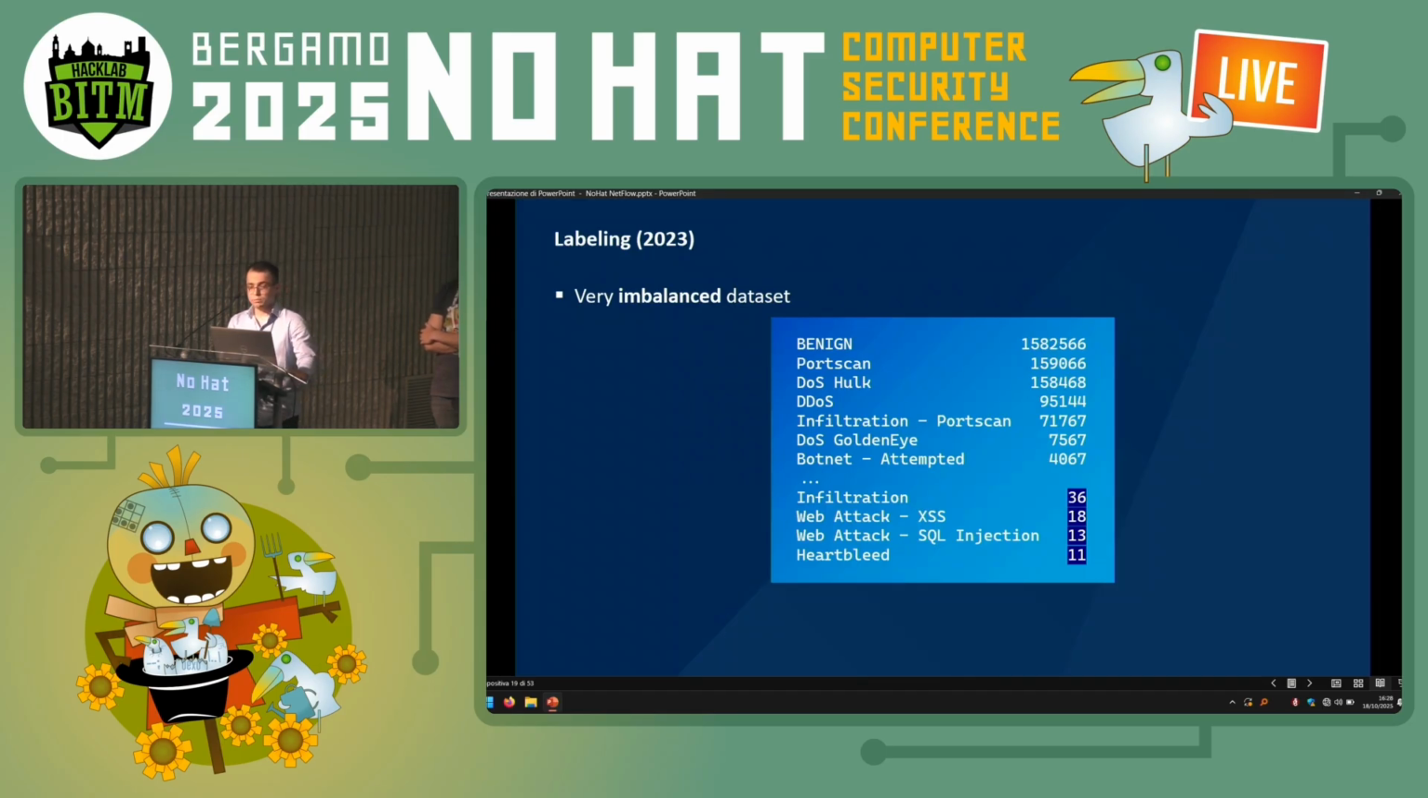So the labeling from 2023 shows that the dataset is highly imbalanced, and this is a problem when applying machine learning, as it can lead to biased and misleading results. So here I listed some of the labels in the dataset and their frequency. And as you can clearly see, there are lots of benign, port scan, or denial of service flows, but just a few infiltration, cross-site scripting, SQL injection, or heartbleed flows.